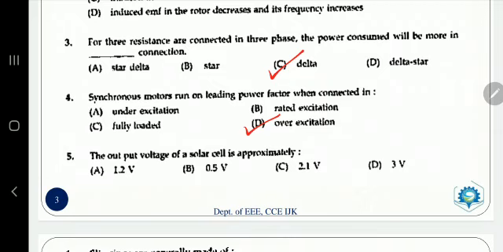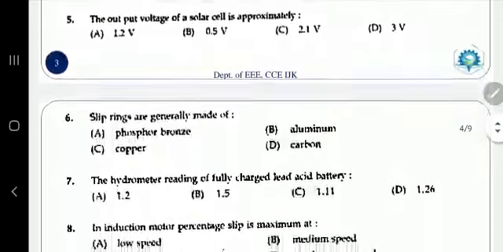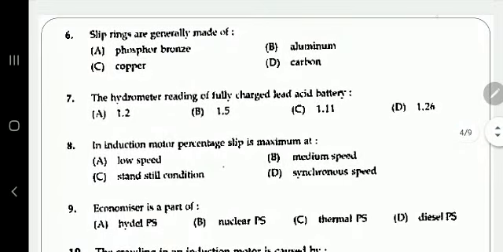The output voltage of a solar cell is approximately. So, the output voltage of a solar cell is approximately 0.5 to 0.6, and the answer for question number 5 is option B. Let's move on to the next question. Question number 6. Slip rings are generally made of.